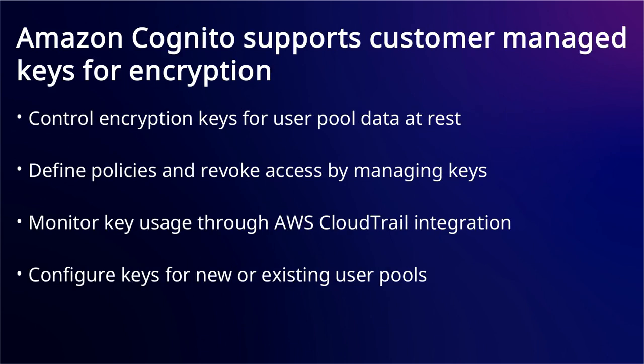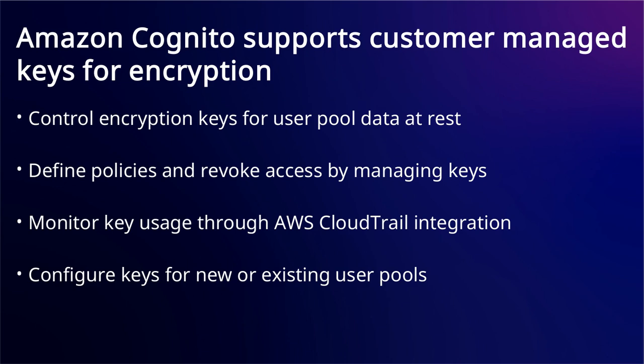Organizations often need to meet data governance requirements that demand control over encryption keys protecting sensitive user identity data. By default, Amazon Cognito uses AWS-owned keys to encrypt user pool data at rest, but this limits your ability to manage key lifecycle and access policies. With customer-managed keys in AWS KMS, you can now control the encryption keys protecting your Cognito user pool data. You create and manage the key lifecycle and usage permissions directly in AWS KMS, allowing you to define organizational policies and revoke access to encrypted data by disabling or deleting your key.